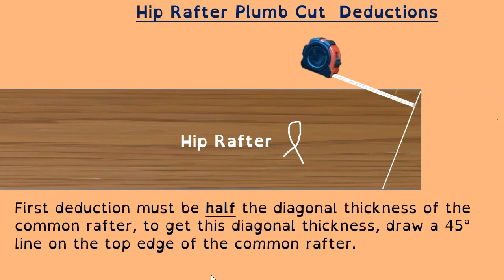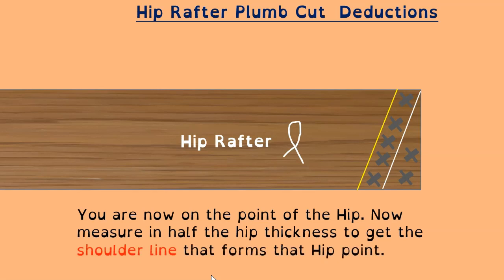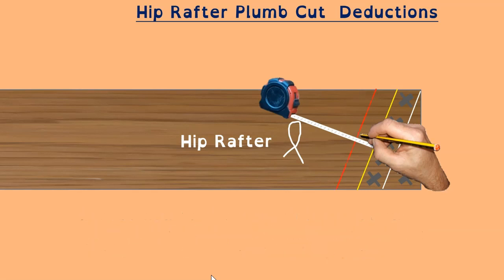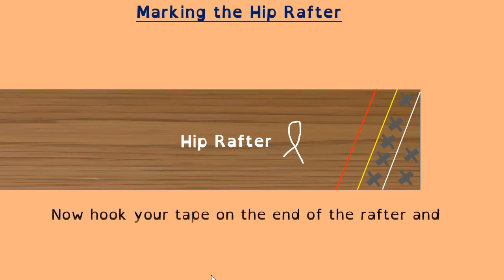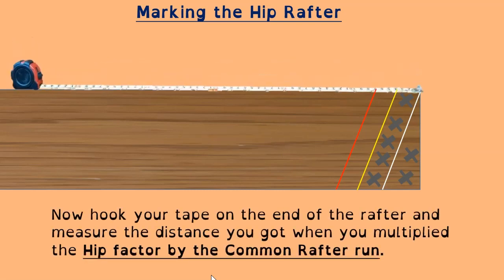So the first deduction has to be half the diagonal thickness of the common rafter, which is basically draw a 45-degree line on the top edge of your common and take half of that, and that gets you to that yellow line there. And then you're now on the point of the hip rafter, and then to get the shoulder to form that point, just come back half the thickness of the hip itself. And of course they're all measured square off the plumb line, as you noticed there with my tape just before.